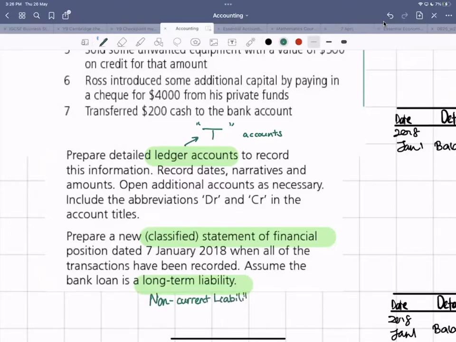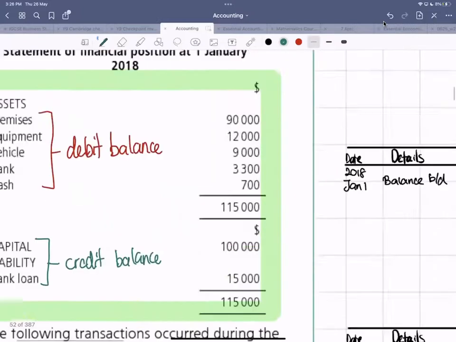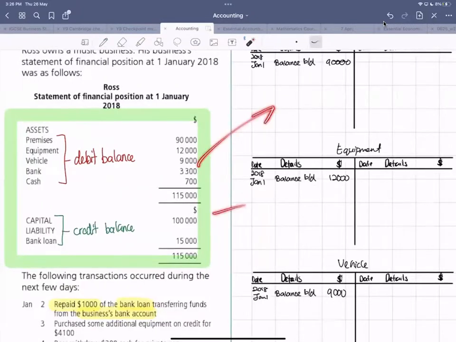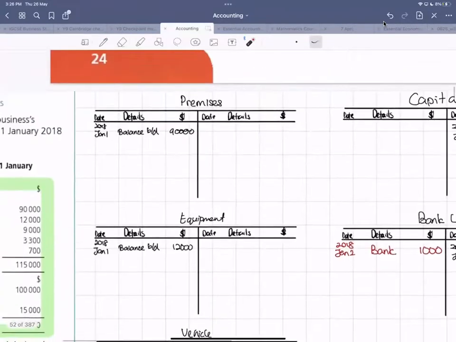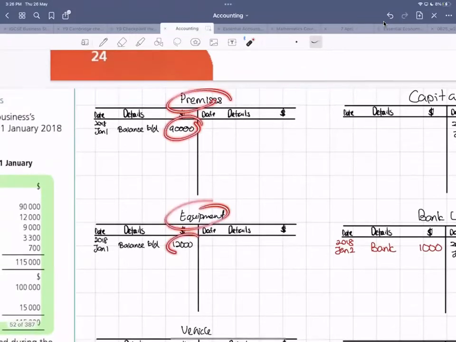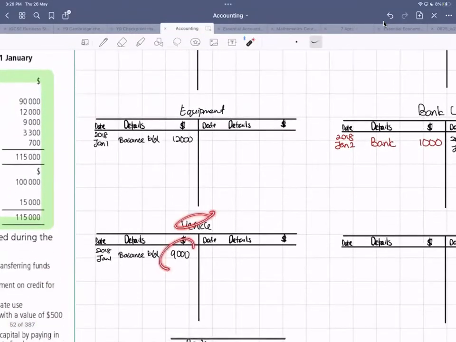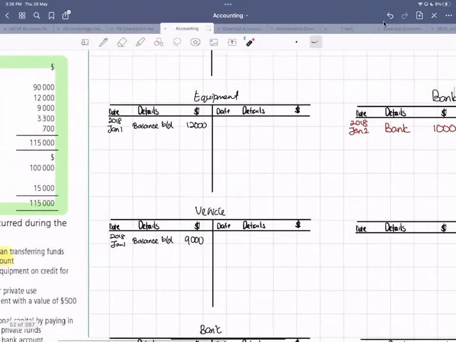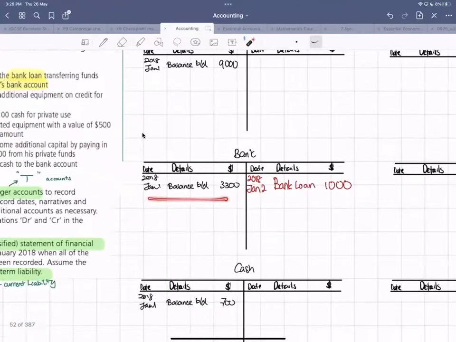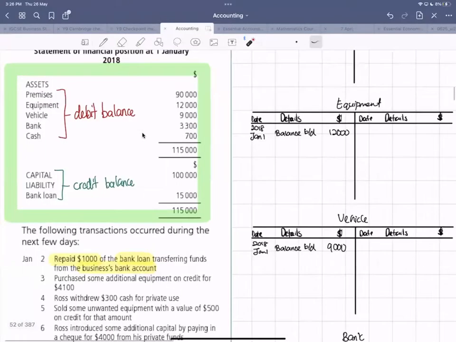So first we need to do all the balances. Bring all the balances out first. So you can see we start with premises 90,000, equipment 12,000, vehicle 9,000, balance brought down. Brought down means it's from a previous time or previous period. And then bank, cash, all of these balances all done.